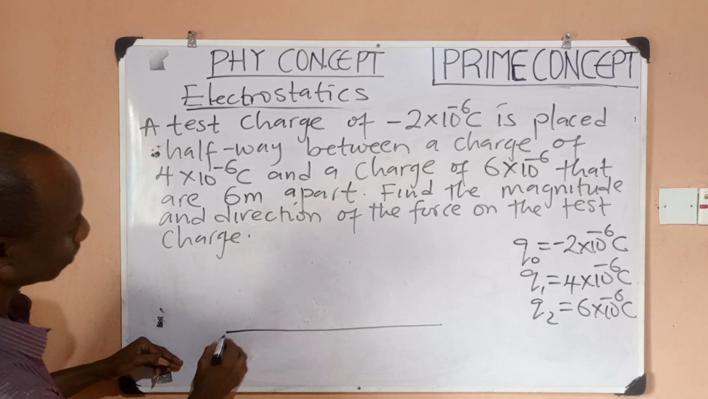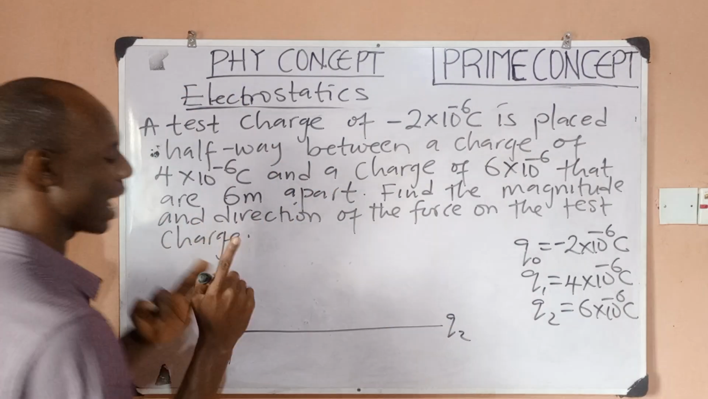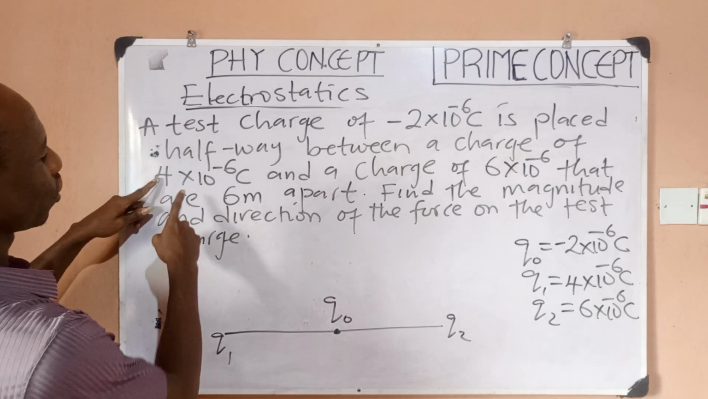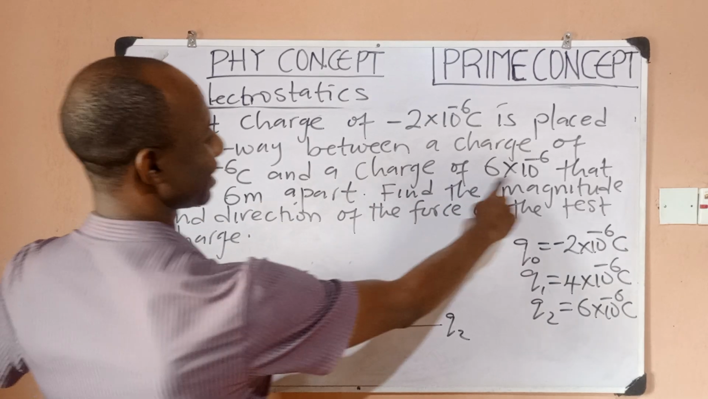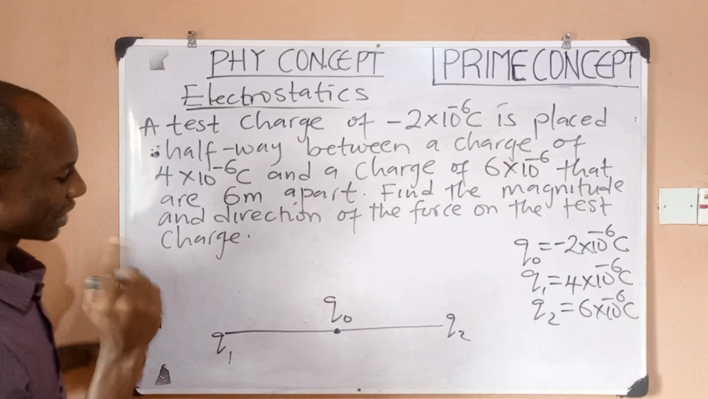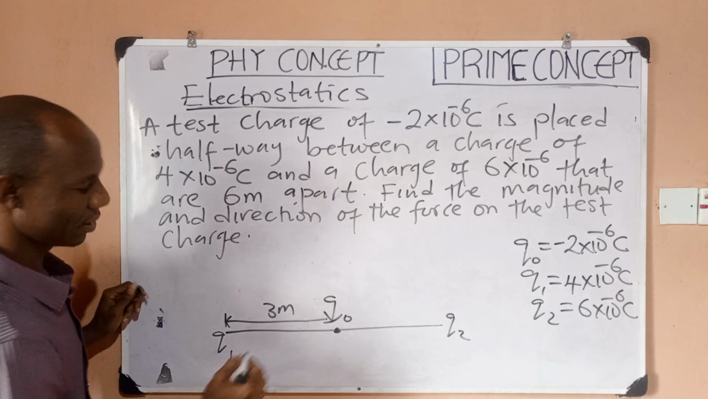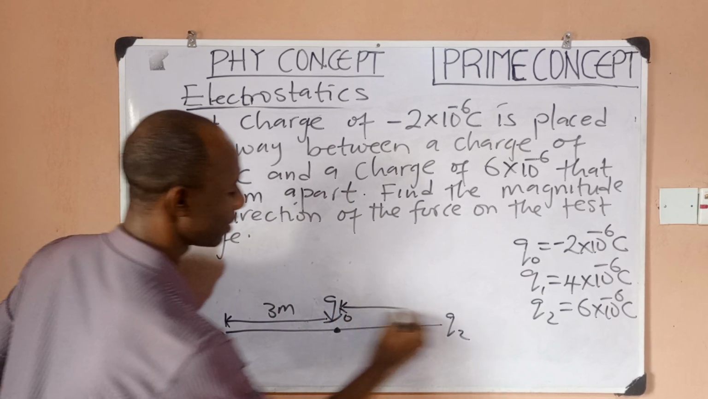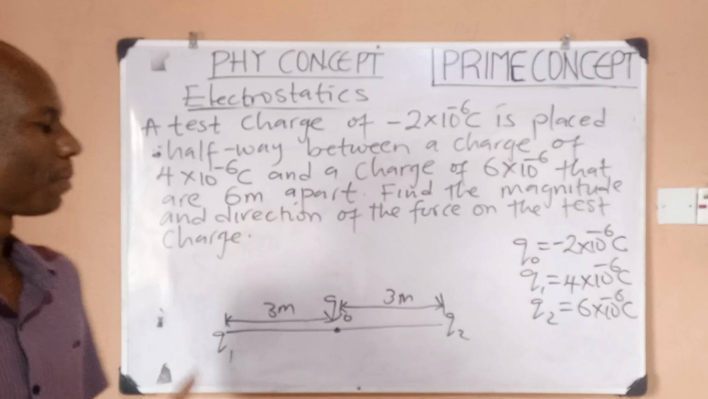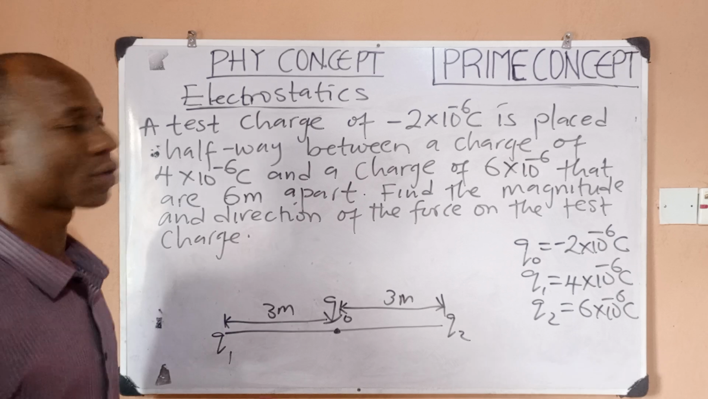So this is what I have. This is my Q1 and this is my Q2. Q naught, which is our test charge, is placed halfway. So this is going to be my Q naught, right? Now, they told us that Q1, which is 4, and Q2, which is 6, are 6 meters apart. So if they are 6 meters apart, it simply means that halfway would have a value of 3 meters, right? And then the distance from here again to this point is going to be 3 meters, so that when you add up this distance, 3 plus 3 gives you 6. Notice that our distance is in meters, so we don't have to convert the distance.